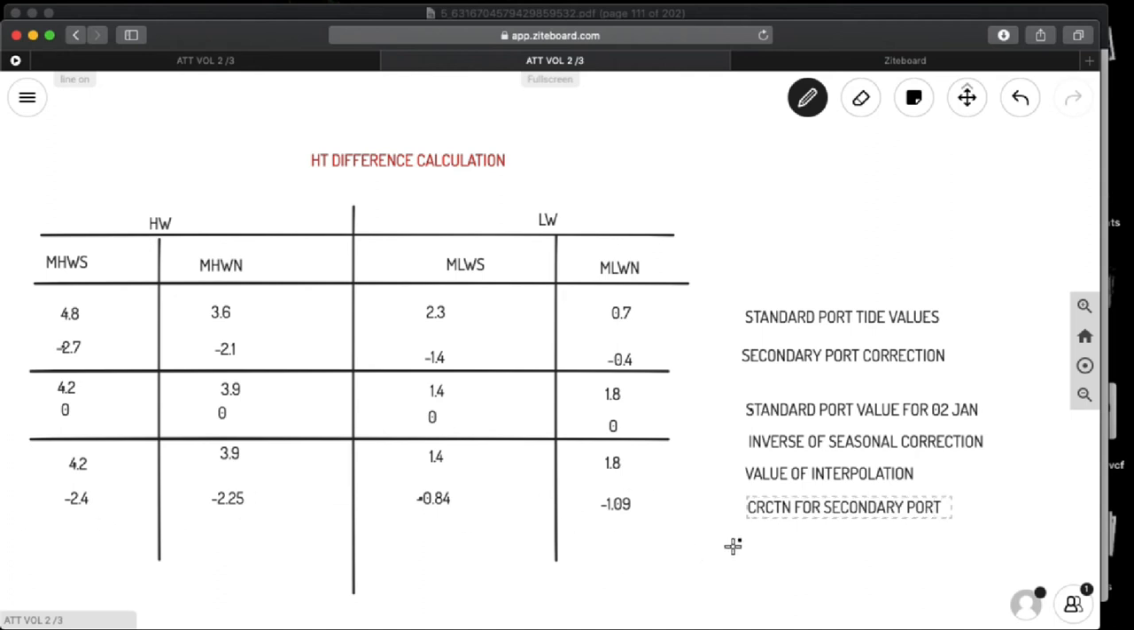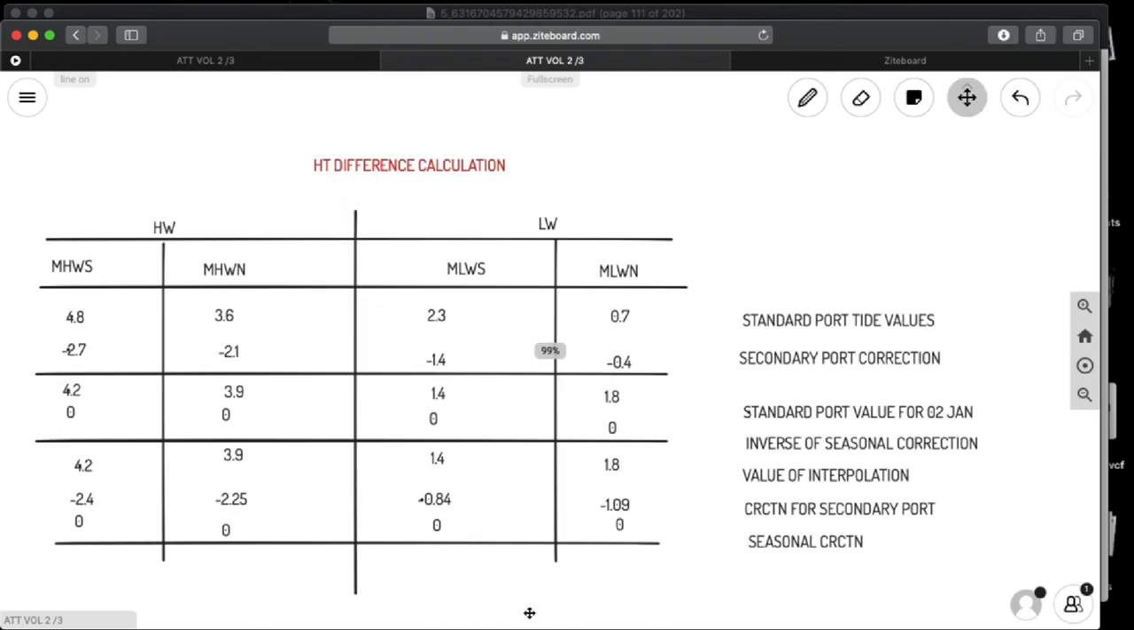The next thing we need to do is add the seasonal correction, the real one, not the inverse seasonal correction. In this case, the seasonal correction was 0, so it will be 0 out here, 0 out here, 0 out here, and 0 out here. It's pretty easy in this case because the seasonal correction is 0. If it was there, you would need to apply the seasonal correction.